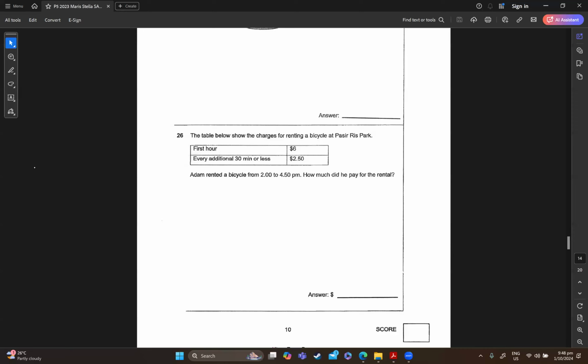So think of it this way. After that first 1 hour, anything more than zero, you have to pay $2.50. It cuts off at the 30th minute mark, then you pay $2.50 again. Okay.